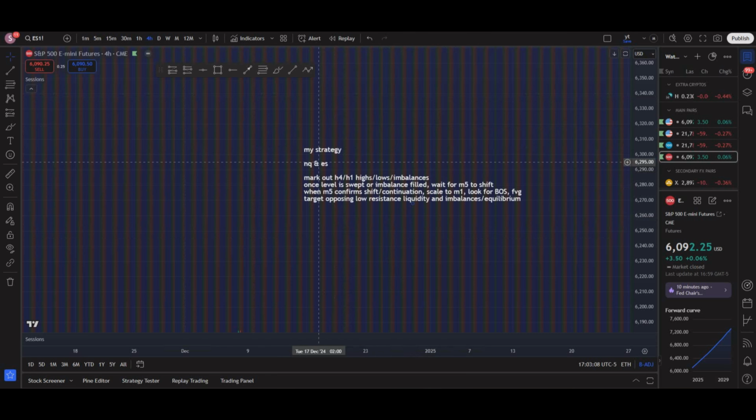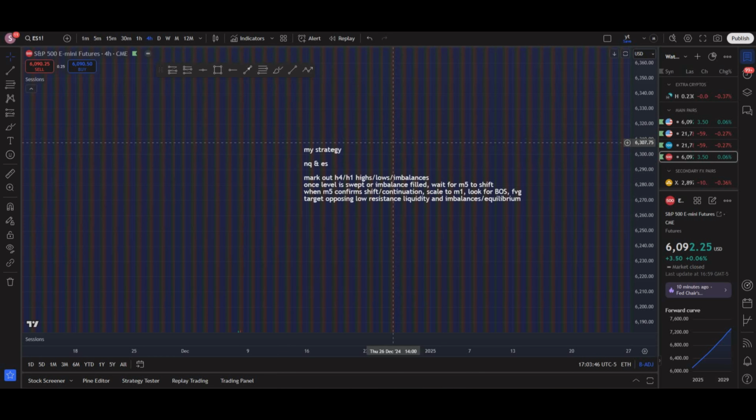So my strategy is only NQ and ES. All I trade is NASDAQ and the S&P 500, okay? So step 1, we're going to be marking out 4-hour and 1-hour highs and lows and imbalances. You're just going to be marking out the ones that are relevant towards price action for the day. Obviously, you don't need to be marking out 4-hour highs that are super far away from price action. You just want to be marking out the relevant higher time frames, so the 4-hour and the 1-hour highs and lows and imbalances, okay?